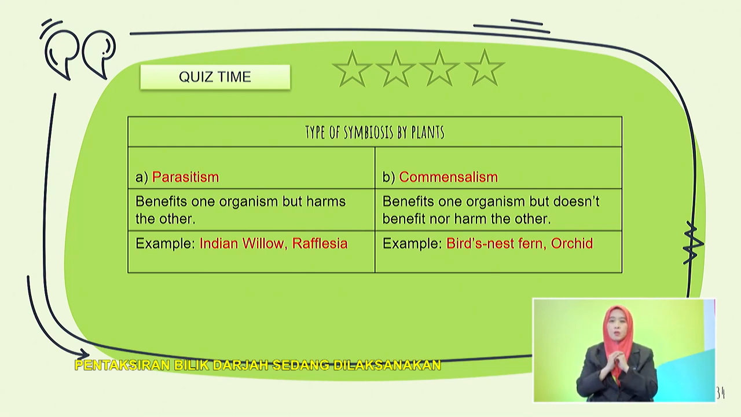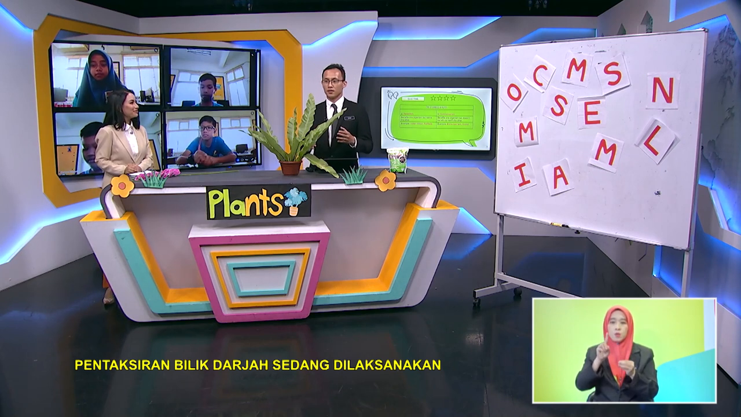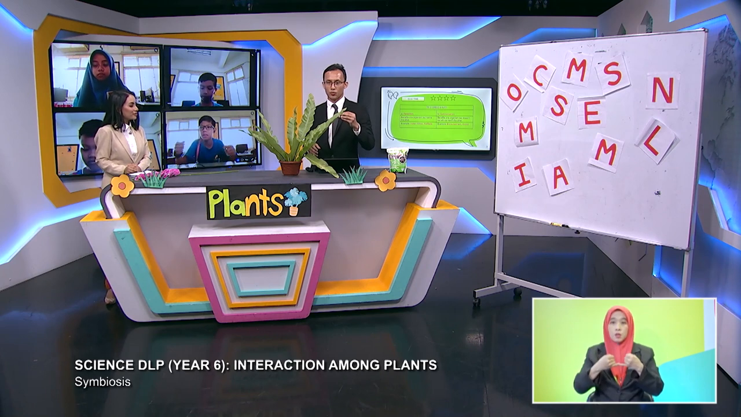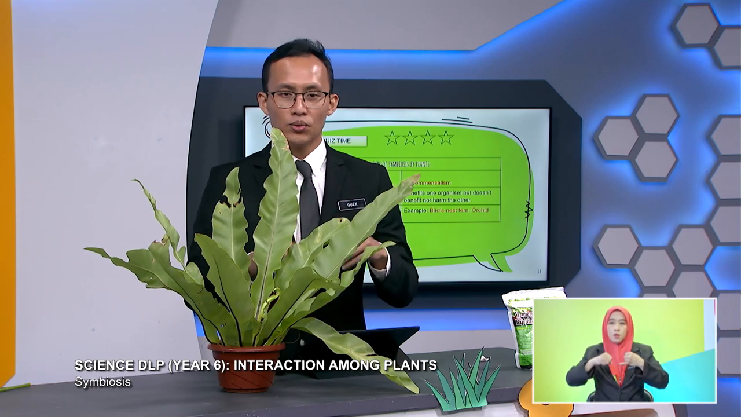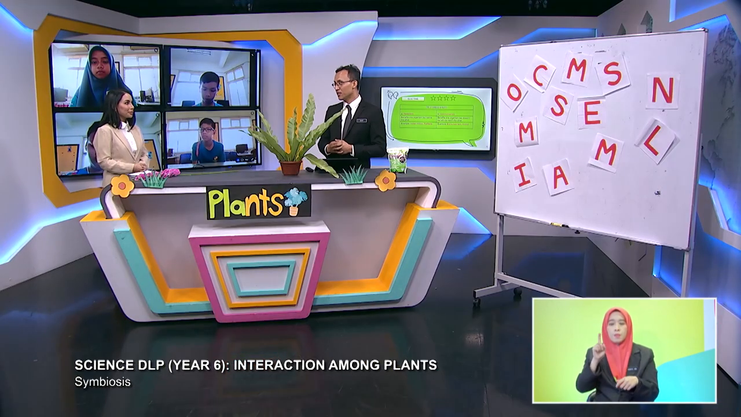Congratulations. Okay. So let me summarize what we have learned today. Okay, Mr. Q. So the first thing we learned about today is the interaction among plants. We talk about symbiosis, right? There are two forms of symbiosis, which are commensalism and parasitism. Commensalism benefits one, but it doesn't benefit or harm the other organism. Whereas parasitism will benefit only one because the other, the host plant, will die. So this is for interaction among plants.